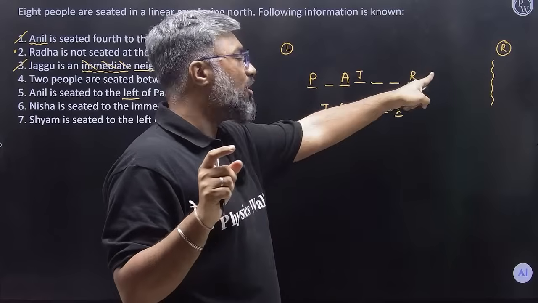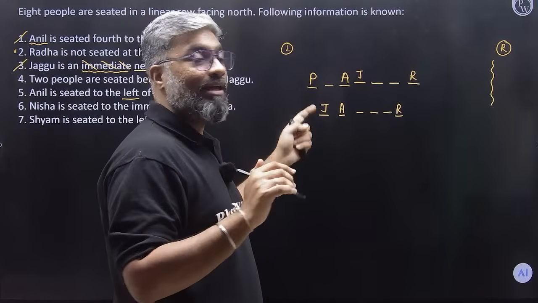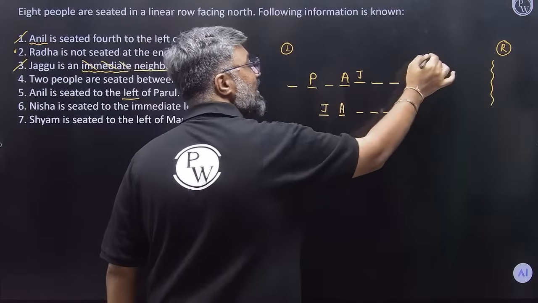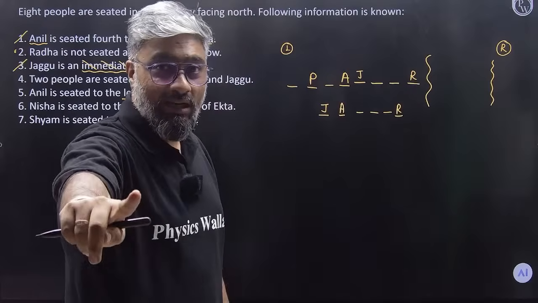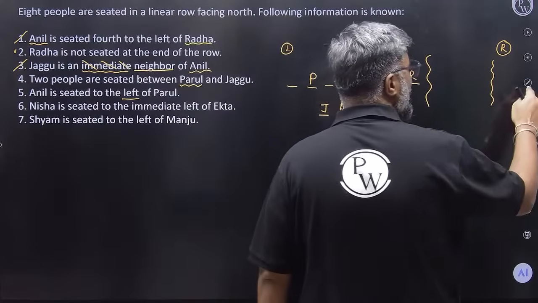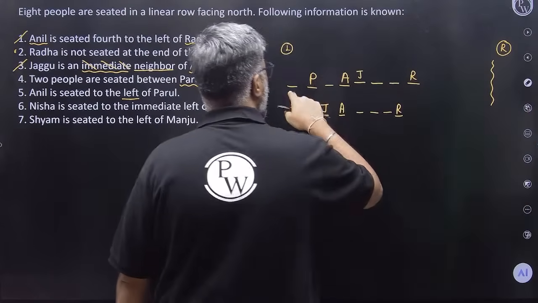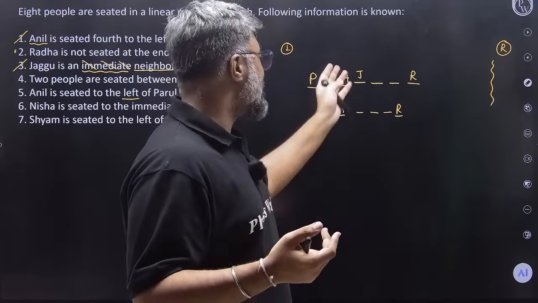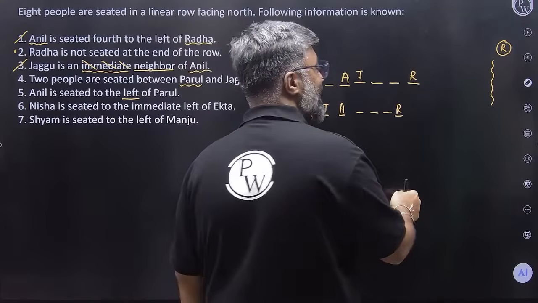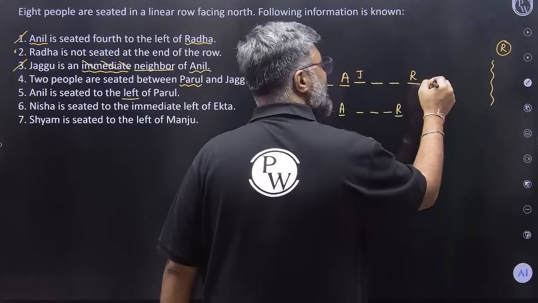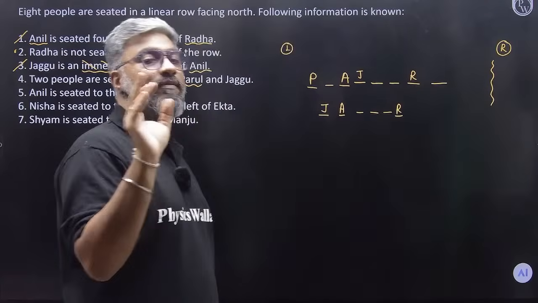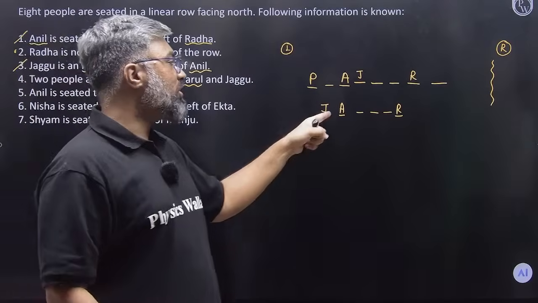The 8th can come here or here. But can it come here? No. Why? If the 8th seat comes here, Radha becomes the end of the row. Is Radha allowed to sit at the end of the row? No, they can't trust Radha to sit at the end of the row. She might sleep and she might fall off, right? So they can't allow that. That means the 8th seat should be here only, if this condition prevails. How about here?